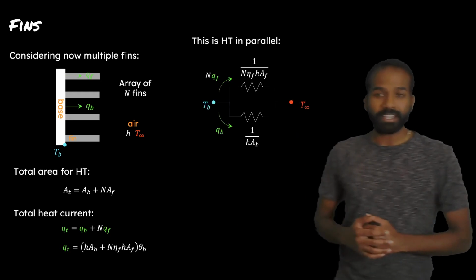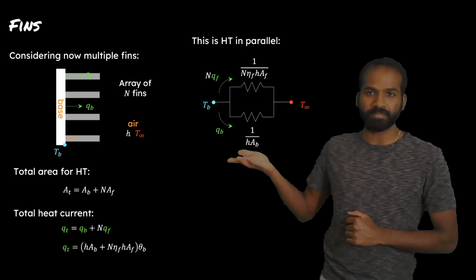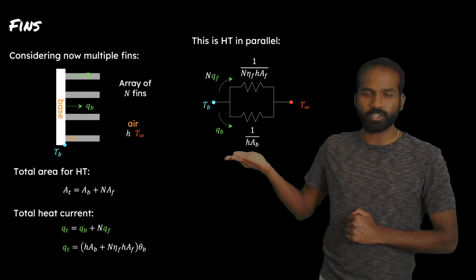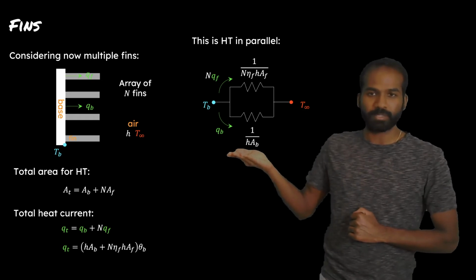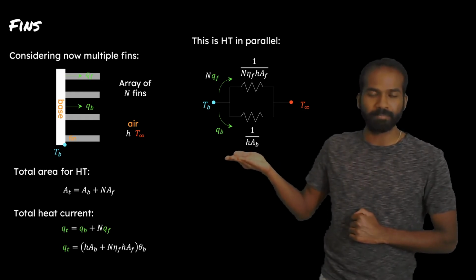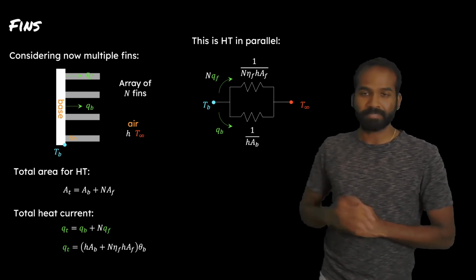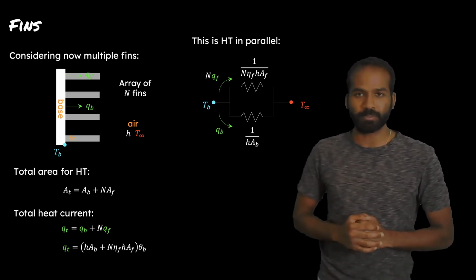This is simply a heat transfer in parallel situation. And so we can sketch that out explicitly. We see that there is heat transfer through a resistor defining the base itself. That resistor has a resistance of 1 over H times A sub B. Heat can instead transfer through the fin, and that's given by the upper branch of this parallel heat transfer arrangement.